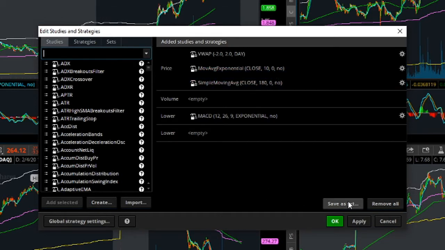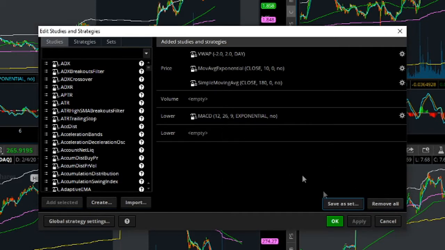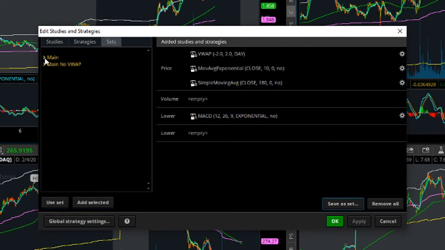And you can actually go ahead and save these as a set. So I have a default set, I believe. Let's see. Yes, I have main, and then I have main no VWAP. So I'm not going to save this as I already have this done. But once you guys do have this set up, you can go ahead and save this. And then all you have to do is click right here and click use set, and it will just work.